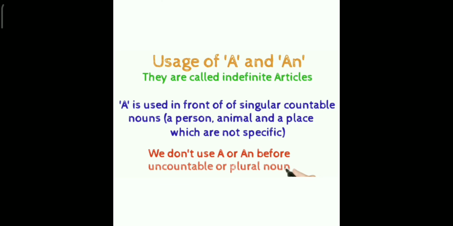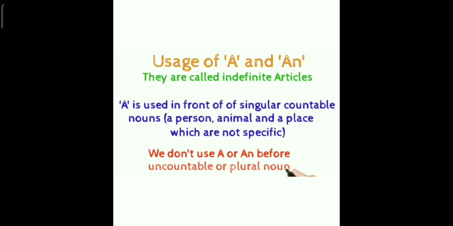Now, students, a or an is never used in front of an uncountable noun or plural nouns. We never use a water or an water. We never use a books, because books is a plural noun and it will not take a or an. Similarly, water is uncountable, so we will not use any article in front of water.